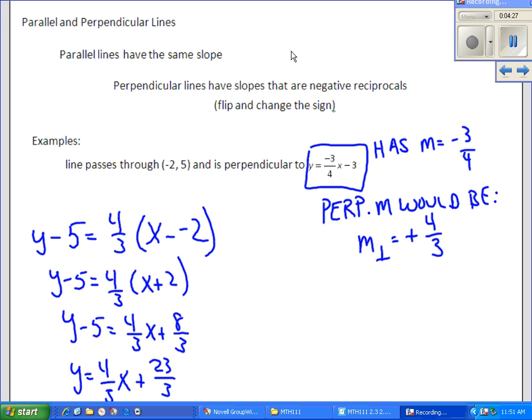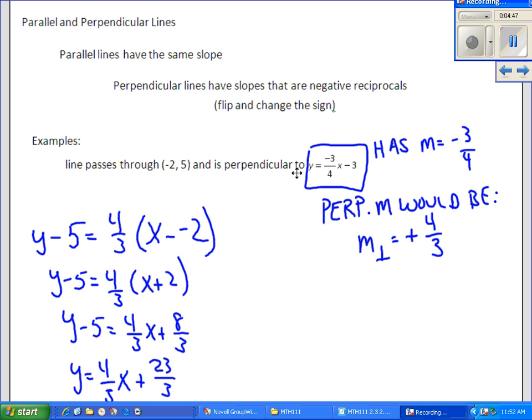Okay. Parallel lines are two lines with the same slope, so m1 equals m2. Perpendicular lines, the slopes are what we call negative reciprocals of each other. So if you took one of the slopes, flipped it over, and changed the sign, that would give you the negative reciprocal.